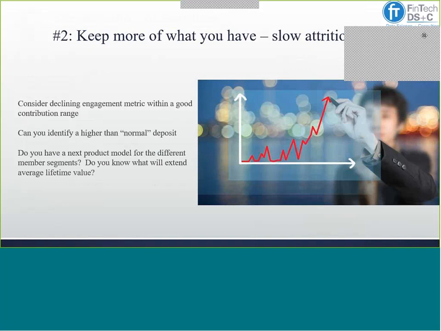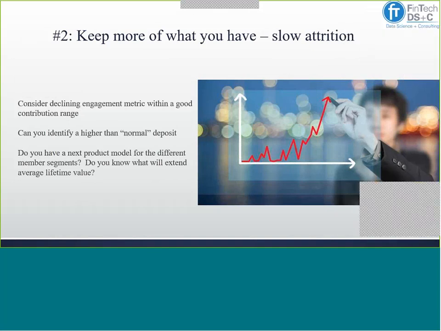So another way to increase deposits, of course, is to keep more of what we already have. So how do we slow attrition? Again, an engagement metric is key. There's a lot of components to an engagement metric, but I will tell you it's not rocket science. It actually can be pretty easy to measure how well a member is engaged with me.